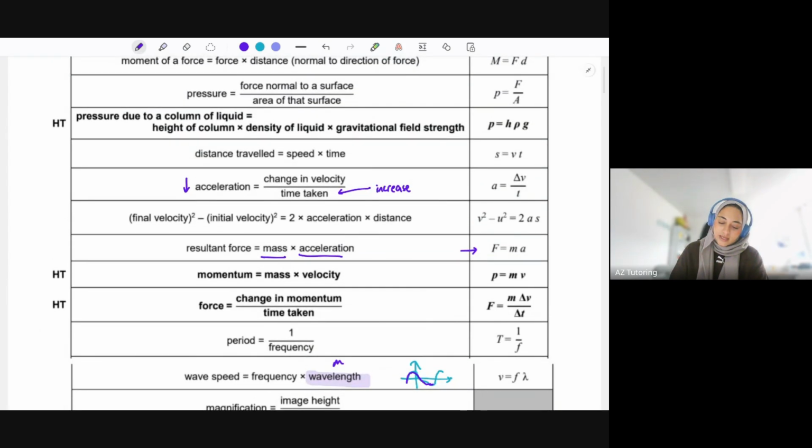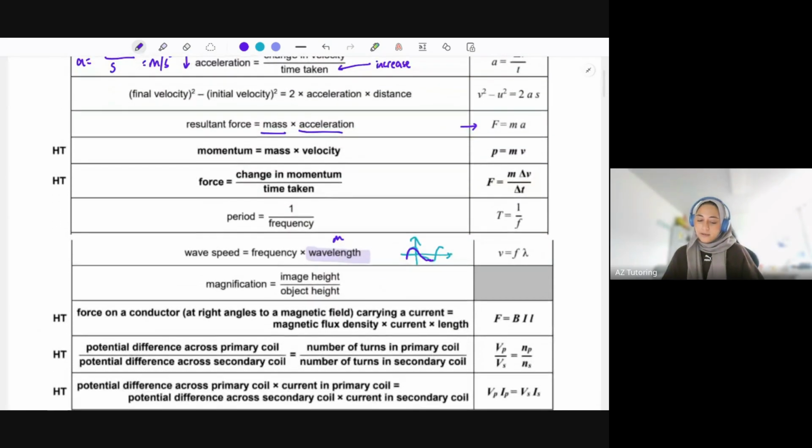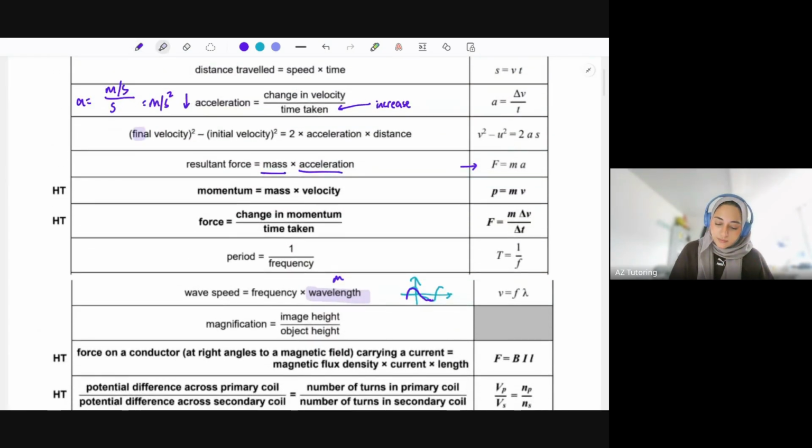So acceleration is change in velocity. Velocity is meters per second divided by time taken, which is seconds. If I'm dividing by another second, I can say meters per second squared. So you can use a bit of basic maths to figure out units as well, just in case you forget. One other thing I want to mention about this equation here.